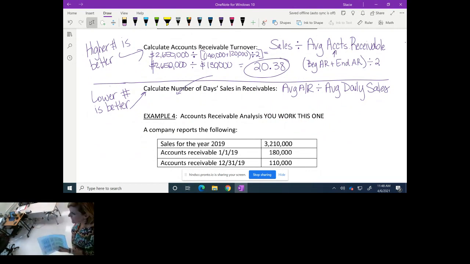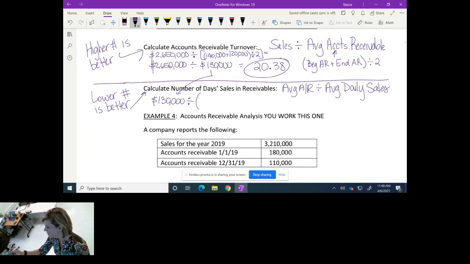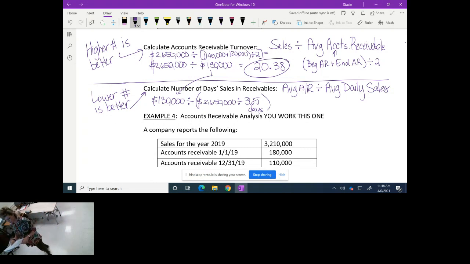All right, the next thing is number of days sales in receivables. So you've got your average accounts receivable, and you're going to divide that by average daily sales. Here's your average accounts receivable that we just calculated, so we'll take that 130,000 and divide that by our sales divided by the number of days in the year.